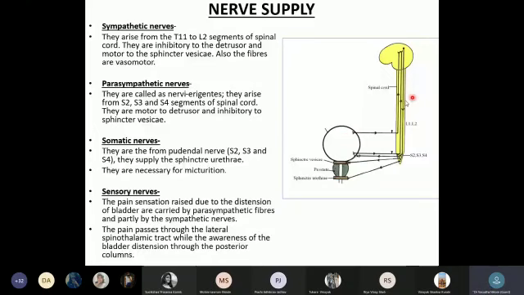So these are sympathetic fibers which are carried here. So you can draw this diagram also. Second are the parasympathetic fibers.